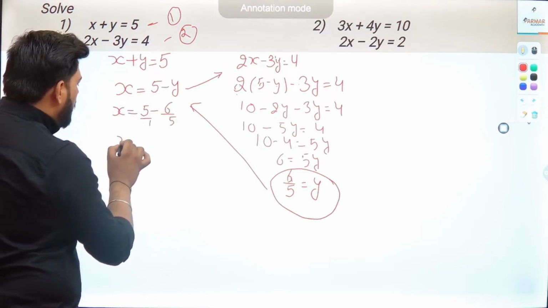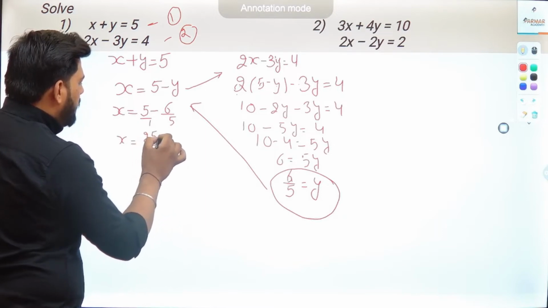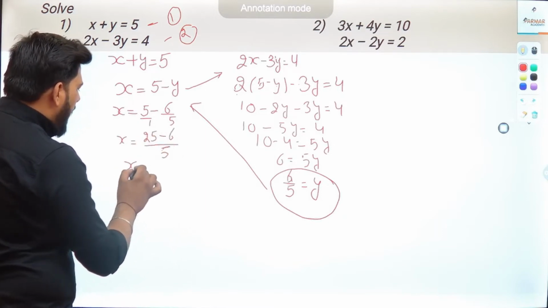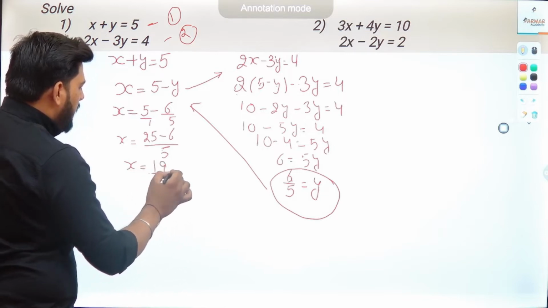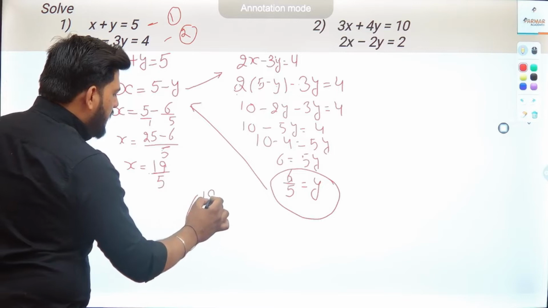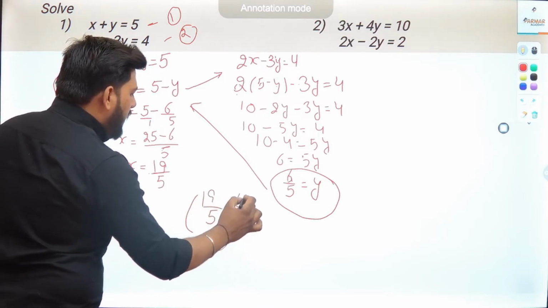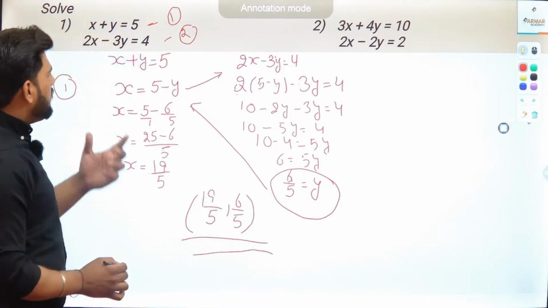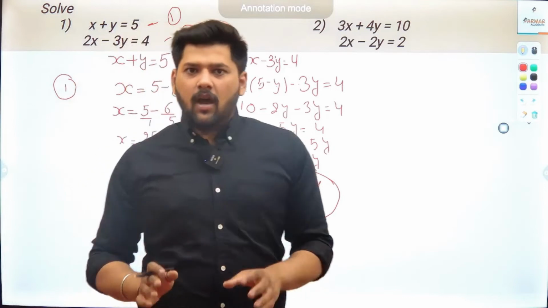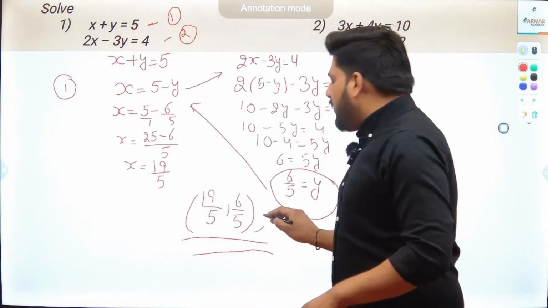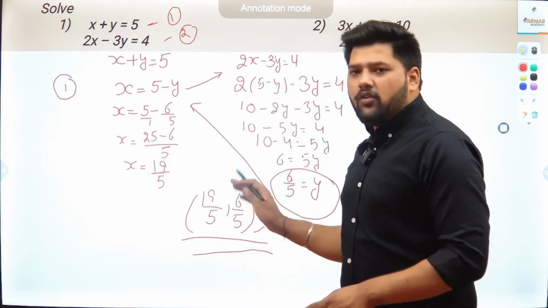On calculation we will get 25 minus 6, x is equal to 19 upon 5. So, the overall answer is 19 upon 5 comma 6 upon 5, which is the solution of this pair of linear equations in two variables. Now, after getting the solution, we will easily verify whether the solution is correct or not.